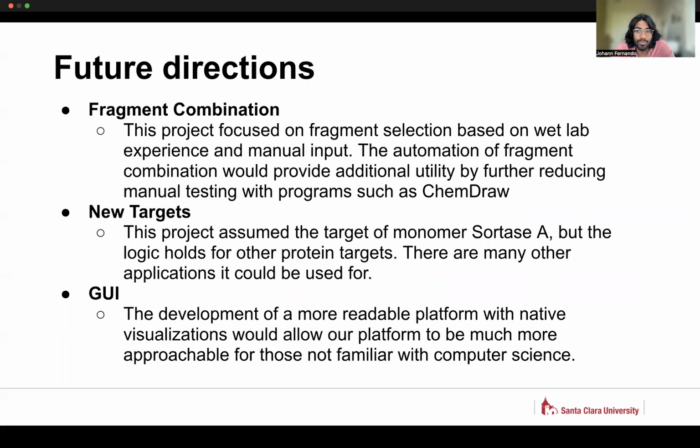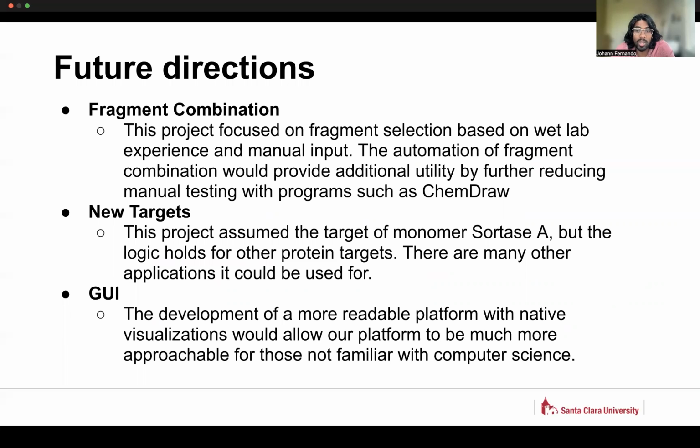There's a few different future directions that we want to take this project in. First, we want to automate the next step, which is the combination of those fragments, instead of the manual process that we had to do this year. Part of this was due to budgetary restrictions. The efficient software for doing this combination was out of our budget scope, but we believe that in future years, this project will be able to be accomplished.